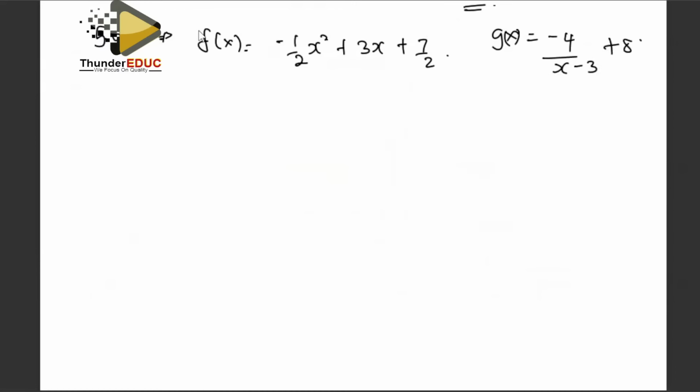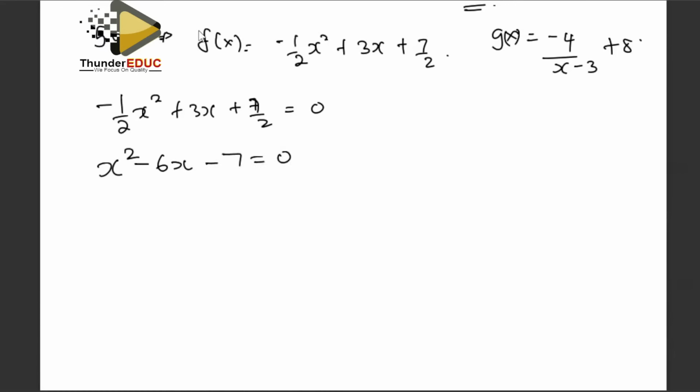Okay, so we know that for the x-intercept, y must be 0. So negative a half x squared plus 3x plus 7 over 2 is equal to 0. Multiply through by negative 2, because I want to get rid of the denominators. So this is going to be x squared, this is going to be a negative 6x, this is going to be a negative 7, is equal to 0.